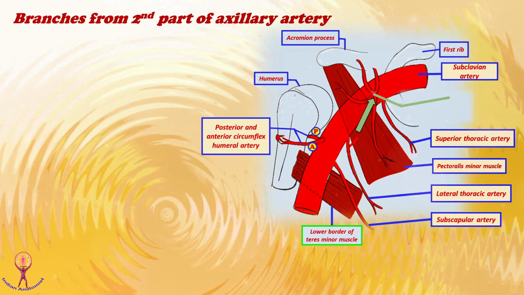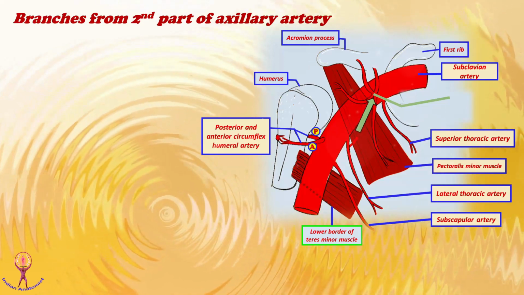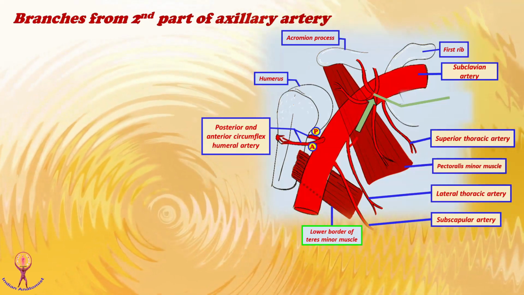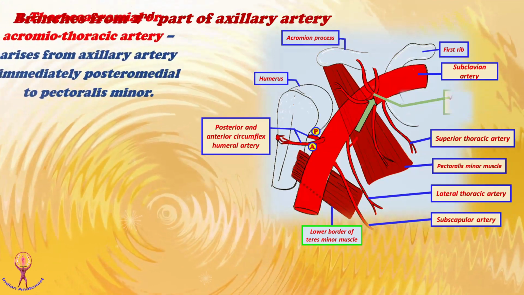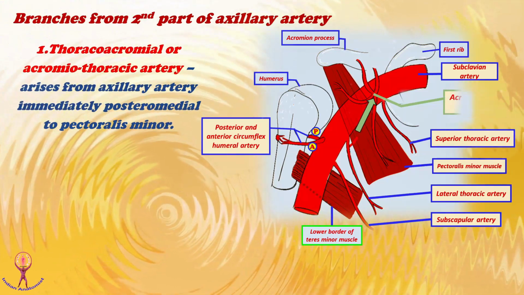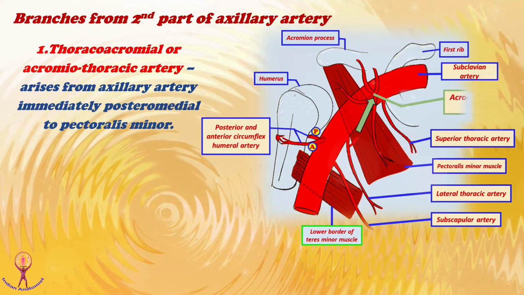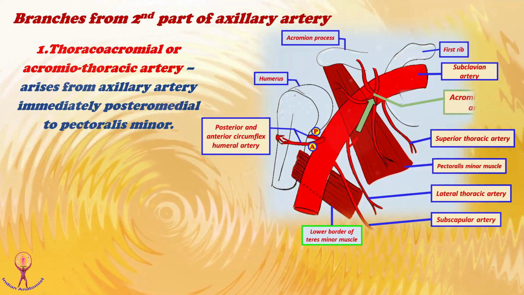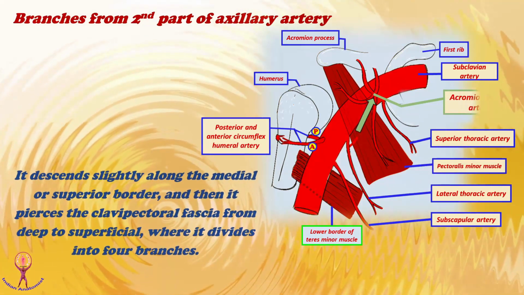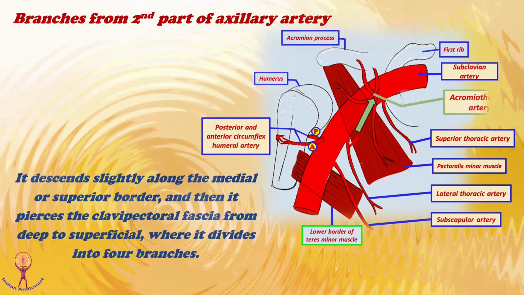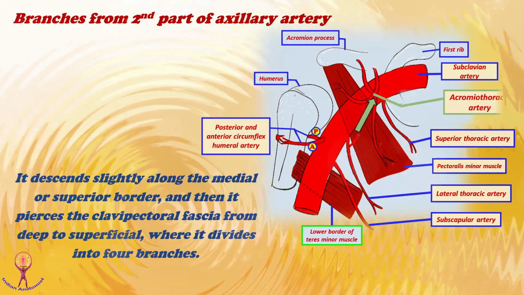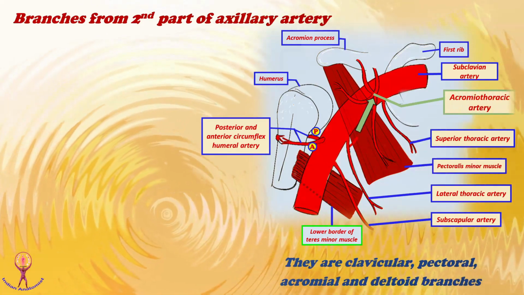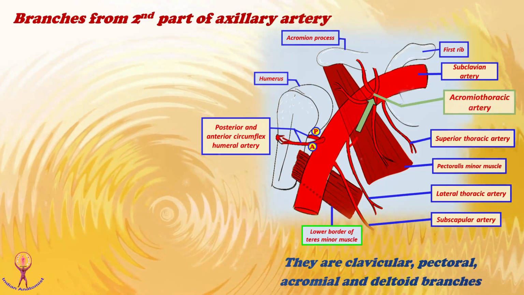Branches from the second part of the axillary artery. It gives two branches. First is the thoracoacromial or acromiothoracic artery, which arises immediately posteromedial to pectoralis minor. It descends slightly along the medial or superior border, and then it pierces the clavipectoral fascia from deep to superficial, where it divides into four branches. They are clavicular, pectoral, acromial, and deltoid branches.